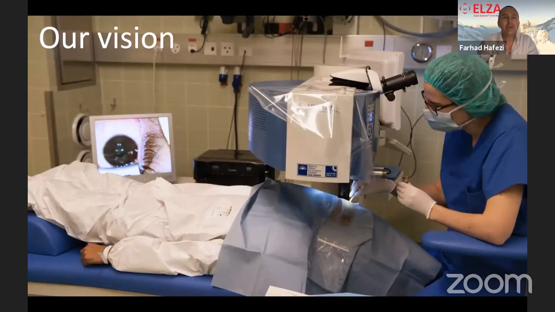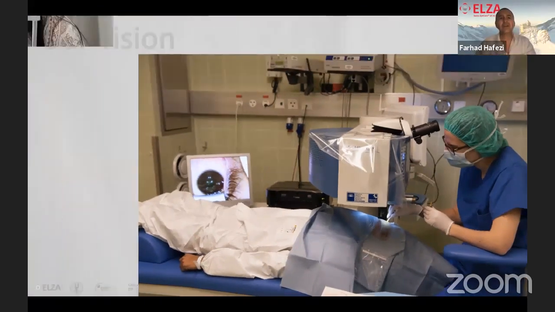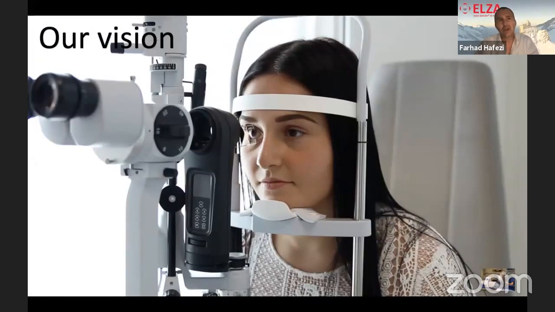What about all these patients out there that are in remote areas and have no access to an OR, and the next ophthalmologist is 50 kilometers away? We need to democratize the access to cross-linking, which means our vision is going out of an expensive infrastructure into an inexpensive infrastructure. Let me show you why.